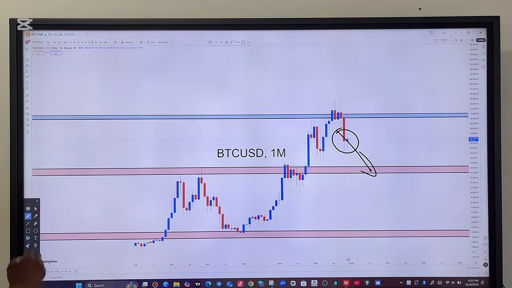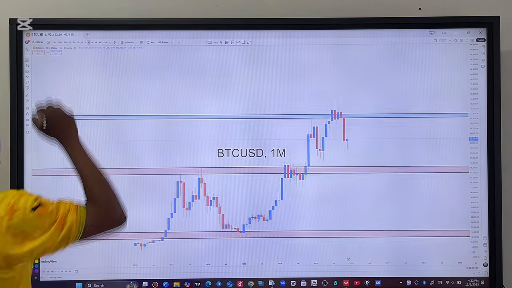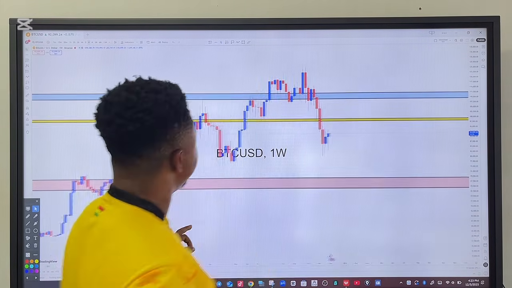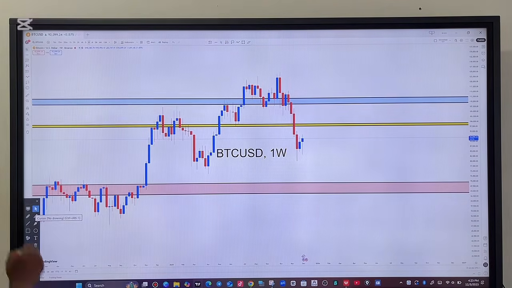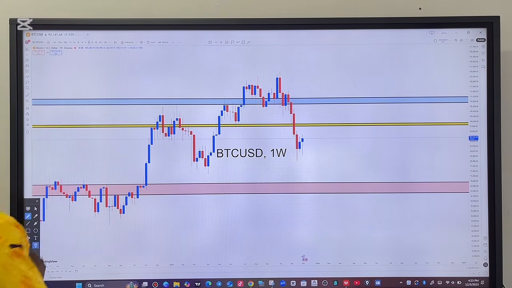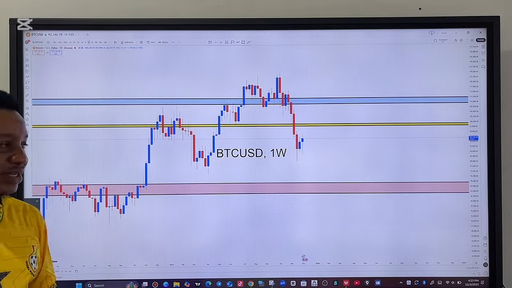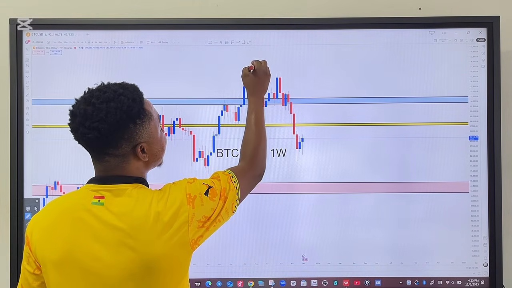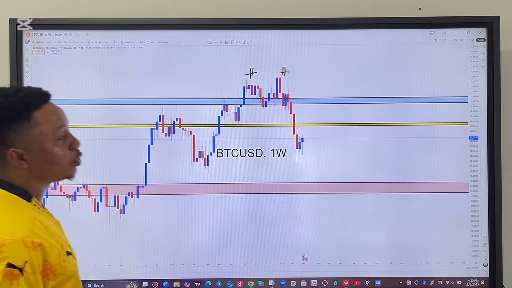Let's go again to the weekly and add a better explanation. All right, so this is the weekly time frame of BTC USD. Now BTC USD on the weekly, we have the weekly mid-range zone. Price is in a downtrend on the weekly. Let me explain. If you look at the weekly time frame, this was what? Equal highs or double top.